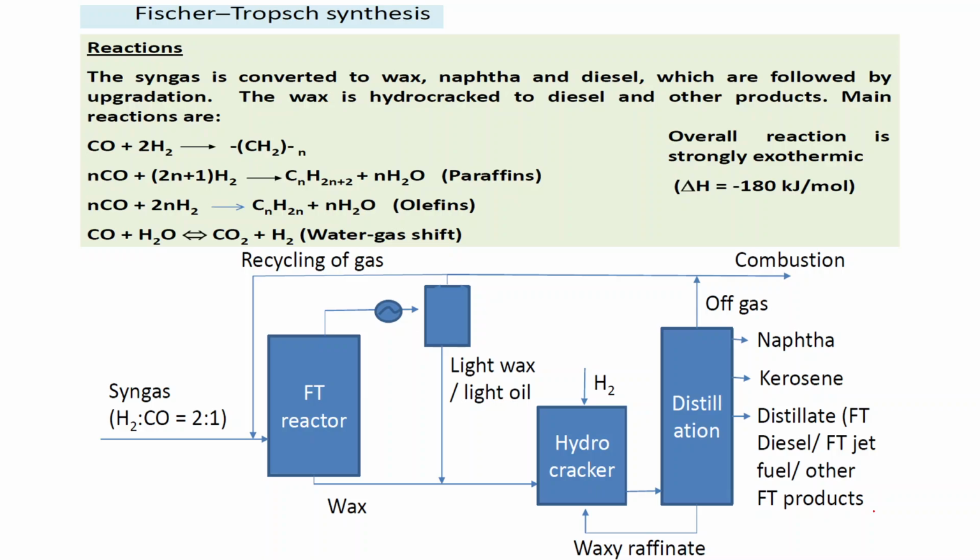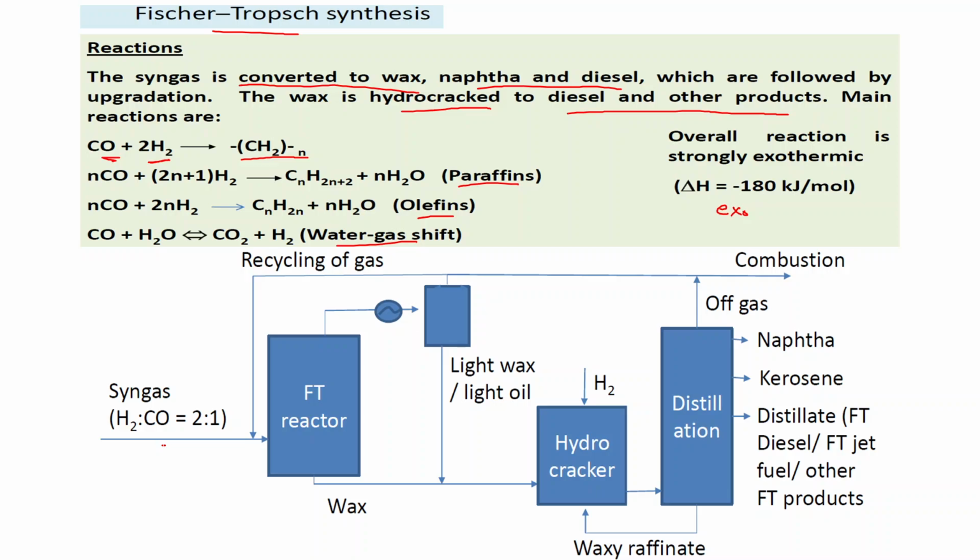So the first thing that we will be studying here is the conversion of this syngas into lighter liquid fuels. In the previous classes also we have studied the Fischer-Tropsch reaction. So what happens is the syngas is converted to wax, naphtha and diesel, which are further upgraded. This wax is then hydrocracked to produce diesel and other products. So the main reactions taking place in Fischer-Tropsch, as we know, syngas is carbon monoxide and hydrogen. When this syngas reacts to give a hydrocarbon chain, it also gives paraffins, olefins, and the water gas shift reaction takes place. So it is an overall exothermic reaction.